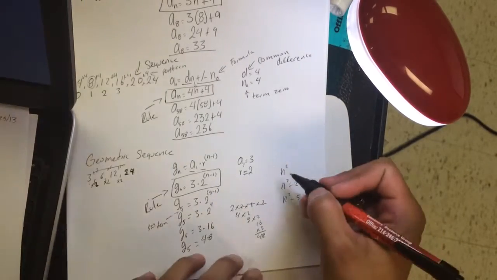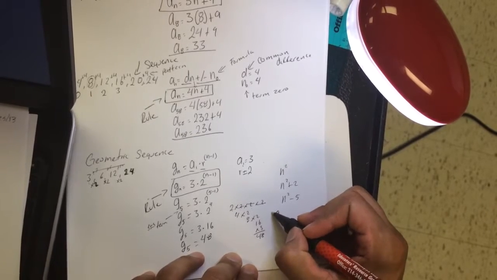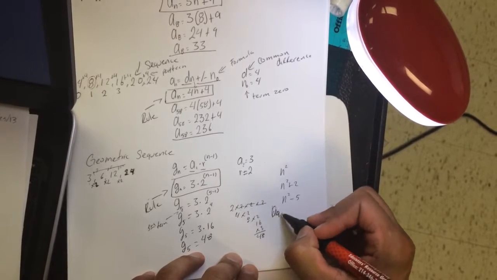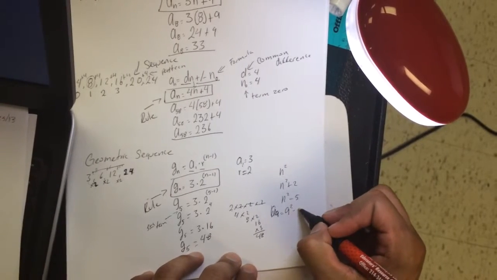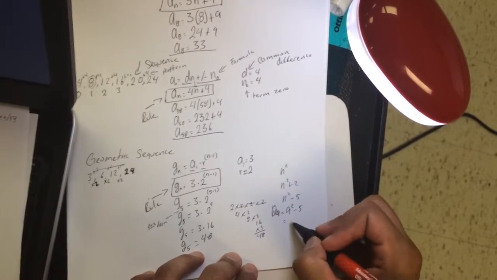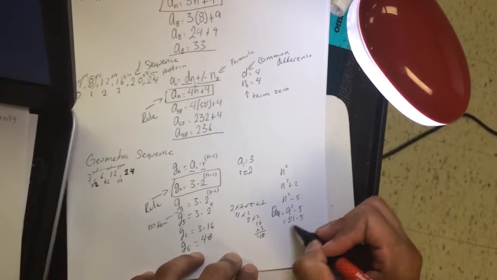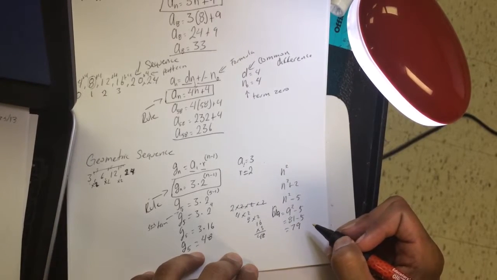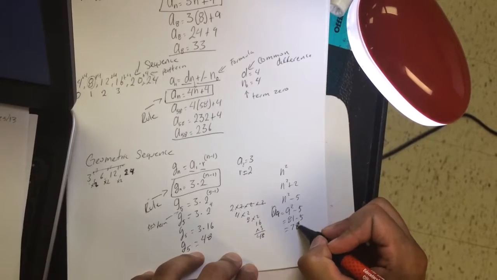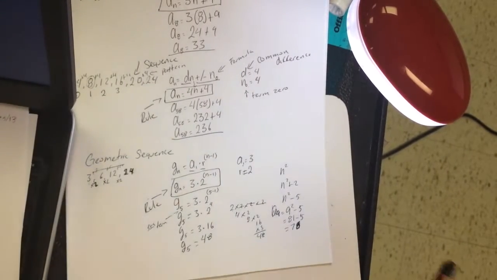If they say find the 9th term, then you just put g sub 9 equals, let's use this one, 9 squared minus 5, which would be what? 81, right? Minus 5. And what does it give me? 76. There you go.